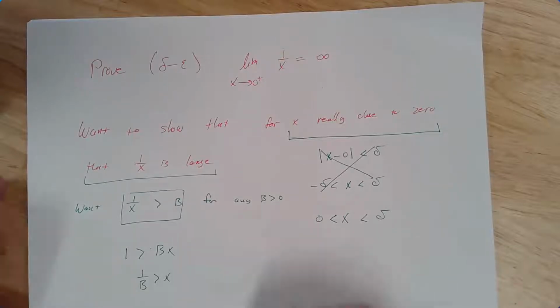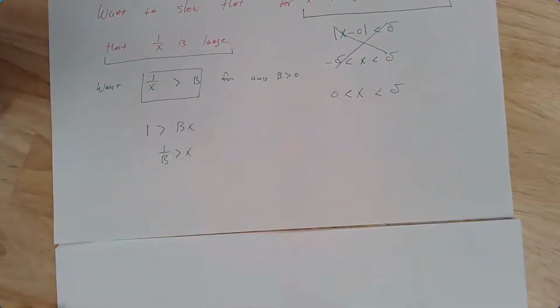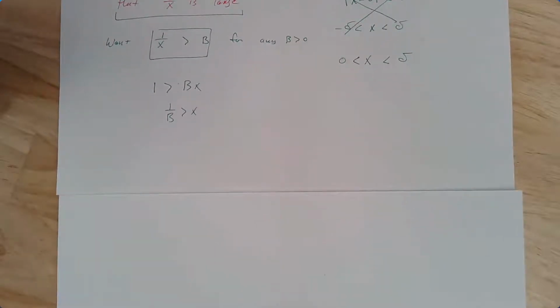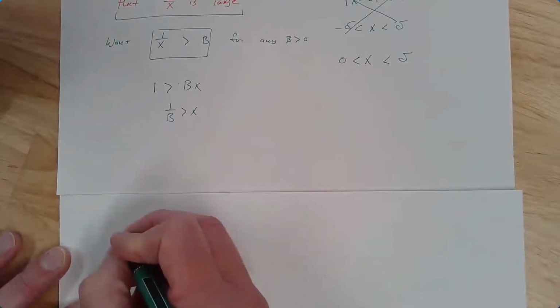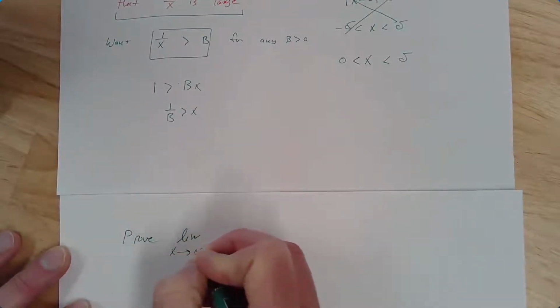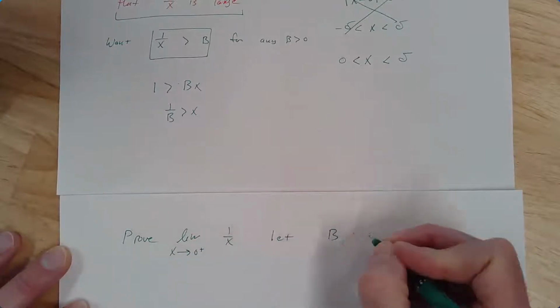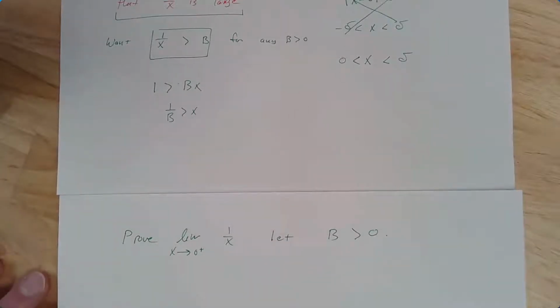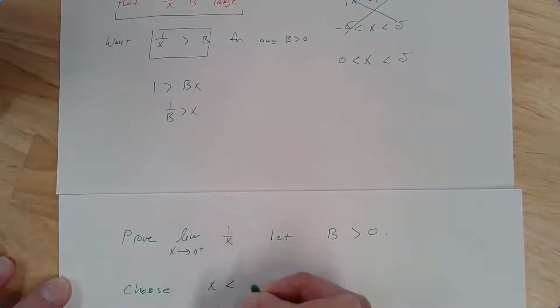Okay. So now I think we can start writing up the proof. Because I can do the following. This is where style depends on who your teacher is, and we'll do things one way, another way. I'm going to start with the following. To prove the limit as x approaches 0 from the right of 1 over x, let b be some number greater than 0. Then we're going to choose x to be less than 1 over b.